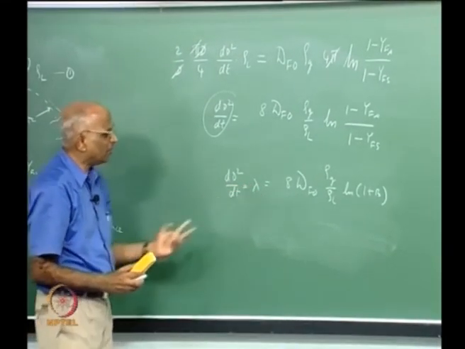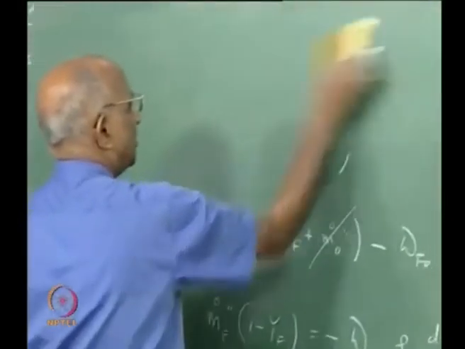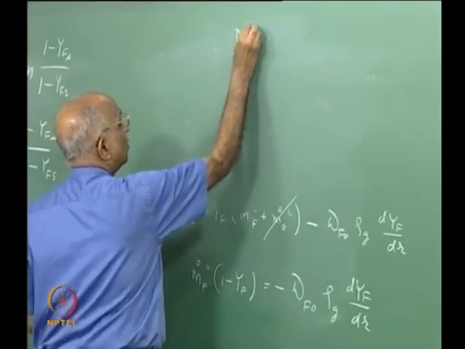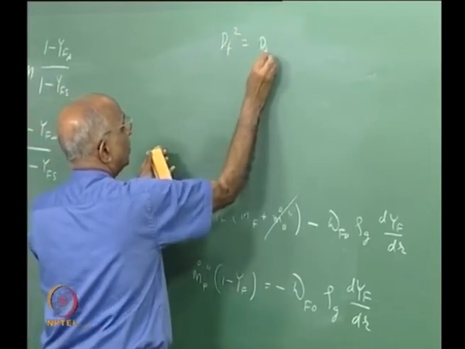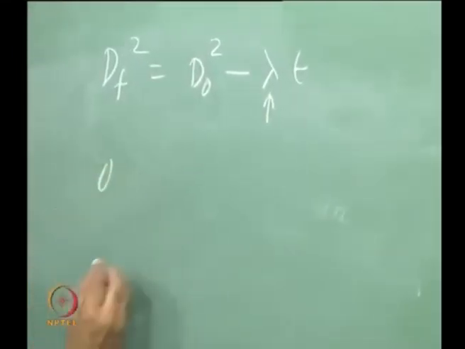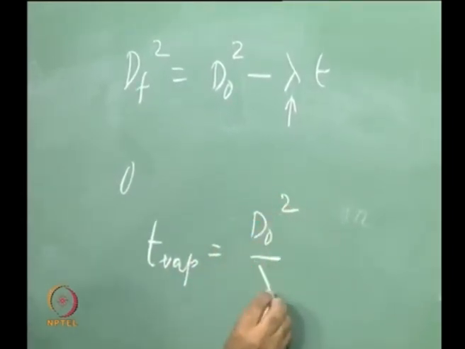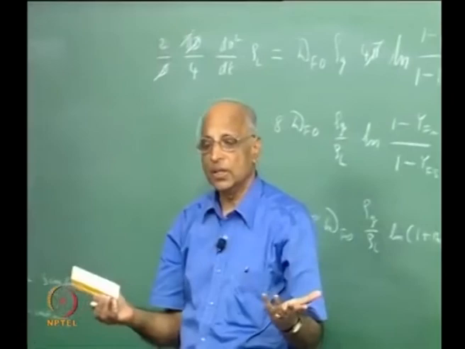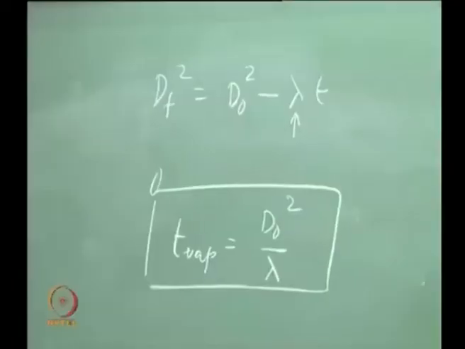Therefore, evaporation rate is a constant, and the time taken for a droplet of size d naught to evaporate will go as d naught square. That means the final value, df square, is equal to d naught square minus lambda t, where lambda is known from this equation, and my final value is 0. Therefore, the time taken for evaporation is equal to d naught square by lambda. Knowing the droplet size, I can find out the length of time taken or the fraction of the fuel evaporated. And this is all about evaporation and time taken.